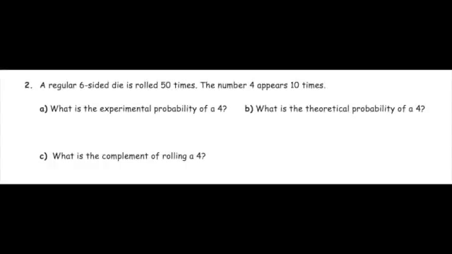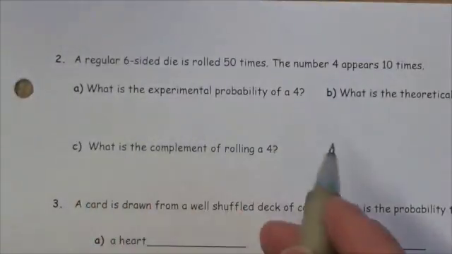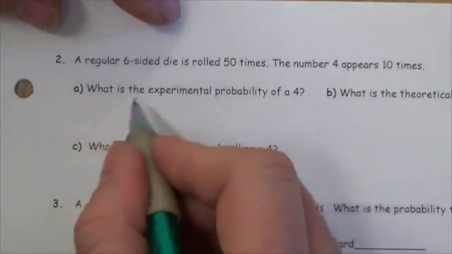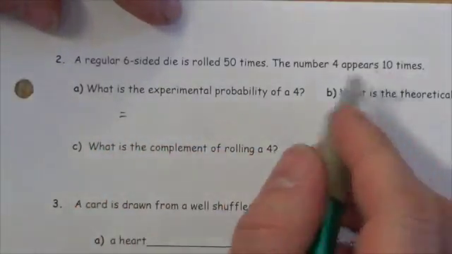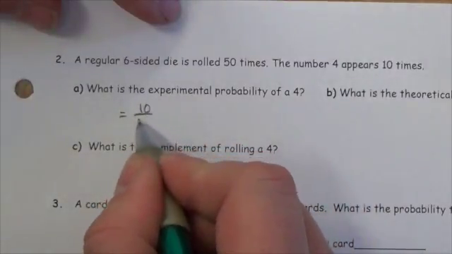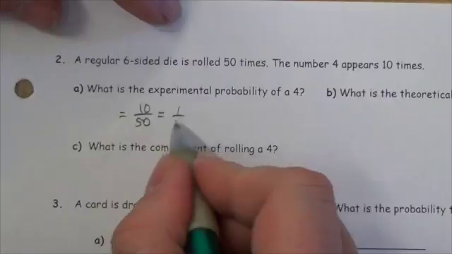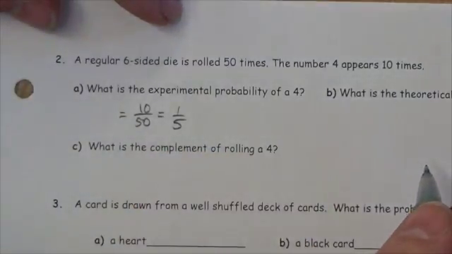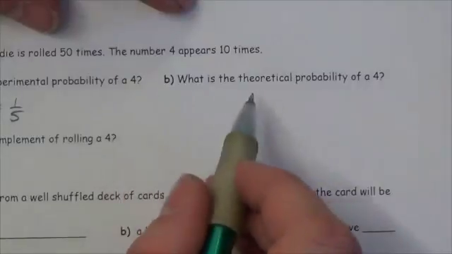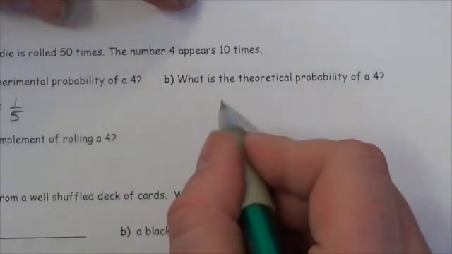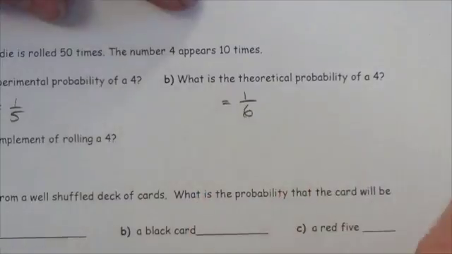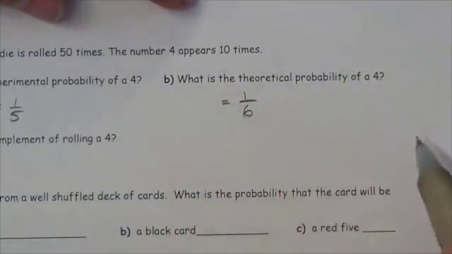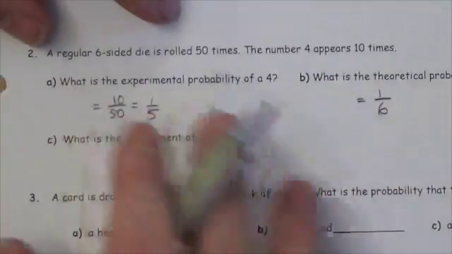A regular 6-sided die is rolled 50 times. The number 4 appears 10 times. Answer the following questions. Okay, so this first question asks, what's the experimental probability of a 4? Well, we just got to look at it here. 4 appears 10 times out of 50. Well, the experimental probability of a 4 is 1/5. Now compare that with B, which asks what the theoretical probability of getting a 4 is. Well, there's only one 4 and there are 6 possible outcomes. So the actual theoretical probability of a 4 should be 1/6. Okay, that's what we would expect. This is what we're actually seeing.